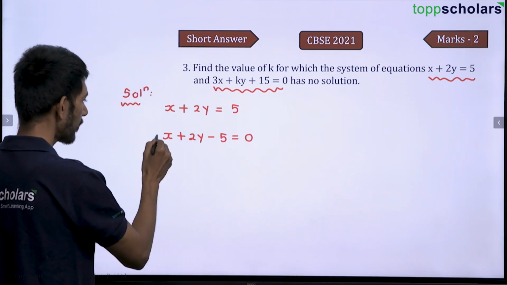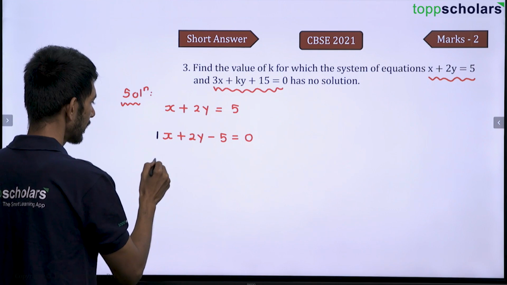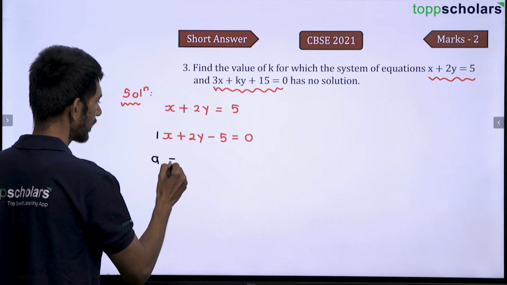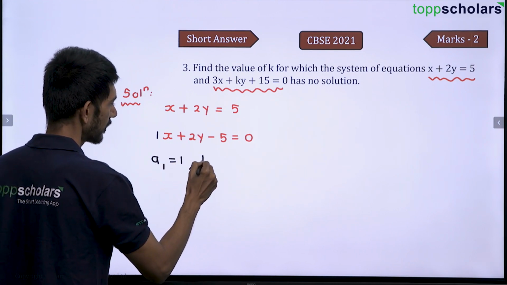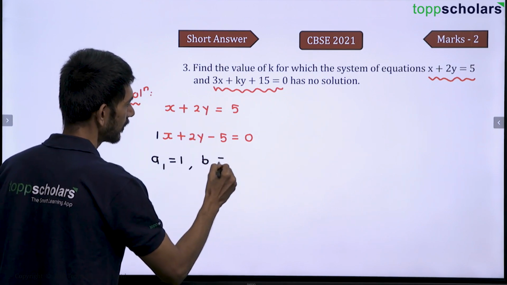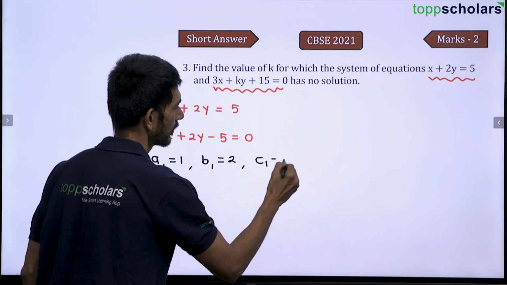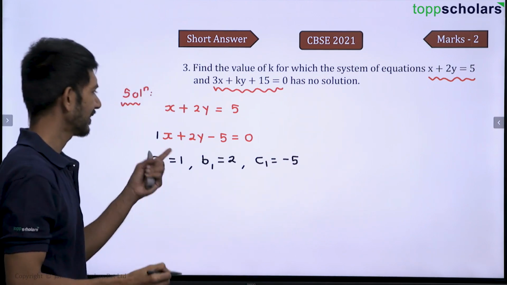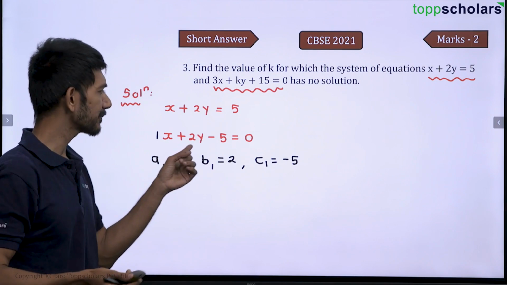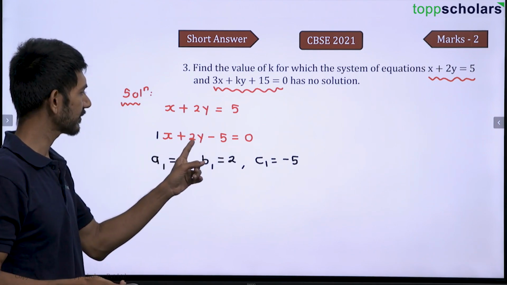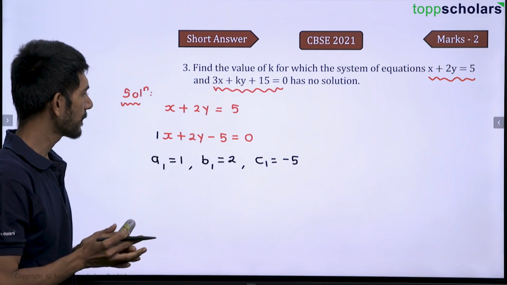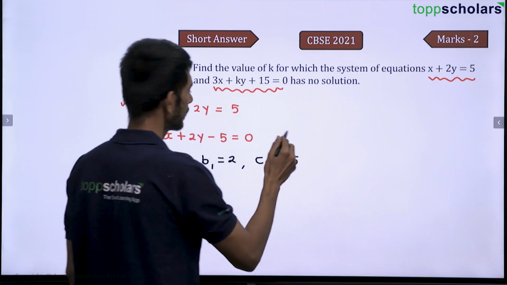So here if I talk about a1, b1, c1, can I say a1 is 1, b1 is 2 and c1 is minus 5. We are just comparing it with a1x plus b1y plus c1. This is a1, this is b1, this is c1. Now let me talk about the other equation.